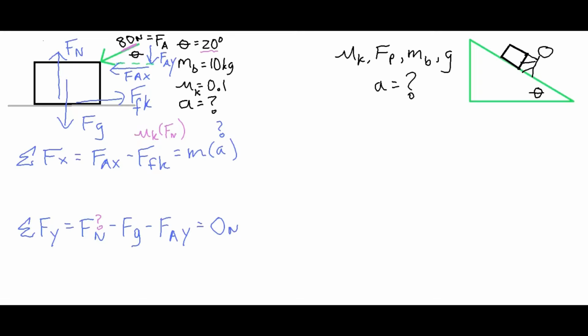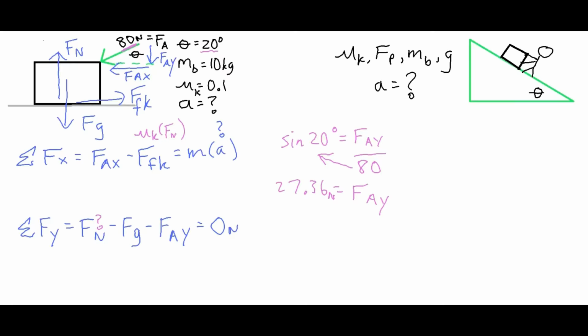So if I want the vertical component, I'm going to use sine because it's opposite of my theta. So sine of 20 degrees equals the opposite side, the FAY, over the hypotenuse, where the hypotenuse is 80. So I'm basically going to multiply 80 on both sides. 80 times sine of 20 is going to give me my FAY, which is 27.36 newtons if I round it to the hundredths place.